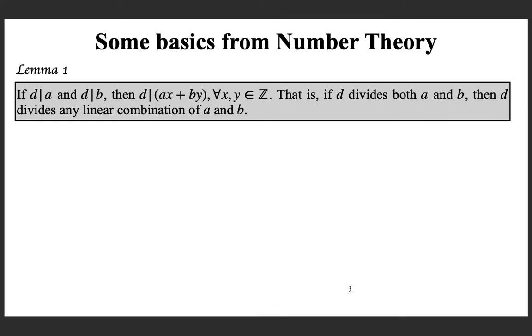In lemma 1, we proved that if D divides both A and B, then D divides any linear combination of A and B. That is, A multiplied by an integer x plus B multiplied by an integer y, for all integers x and y. So lemma 1 says, if D is a common divisor for both A and B, then D divides any linear combination of A and B.